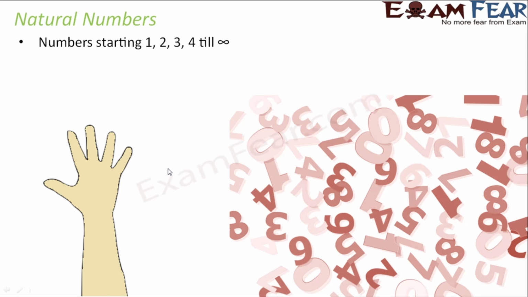So look at the fingers in your hand. How many fingers do you see in your one hand? There are 5. 5 is a natural number. When you look at your bank balance, it might be some 2000 rupees. So 2000 is again a natural number. So all of these numbers like 1, 2, 3, 4, 5 till infinity, they are all natural numbers.